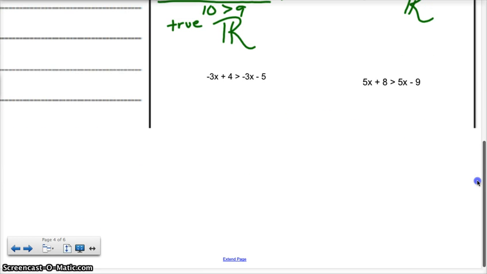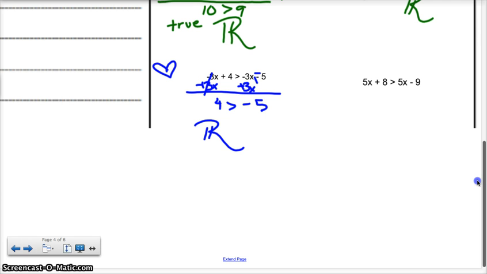Okay, look at all of these. My goodness. I gave you all special solutions here. Okay, what do I do on this next one? What's the first step? Add 3x. Add 3x, because I don't need to distribute. I add 3x. Negative 3 plus 3 cancels. I'm left with 4 is bigger, and this is a negative 5. Is, hey, true or false? True. True, all real numbers.